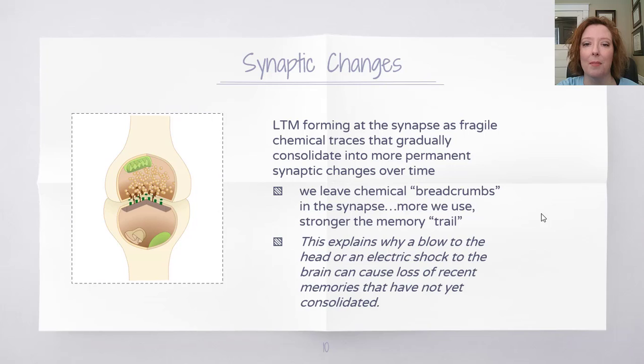So when we're talking about synaptic changes, this is long-term memory forming at the synapse. It's a very fragile chemical trace that gradually consolidates into more permanent synaptic changes over time. Basically, what this theory says is that we leave chemical breadcrumbs in the synapse. The more we use, the stronger the memory trail. And this shouldn't be any big surprise to you because we've already talked about synaptic pruning and that whole process. So this explains why a blow to the head or an electric shock to the brain could potentially cause loss of recent memories that have not been consolidated yet.